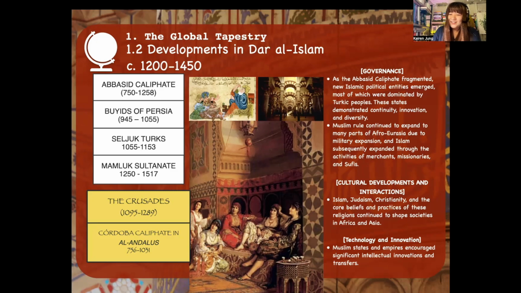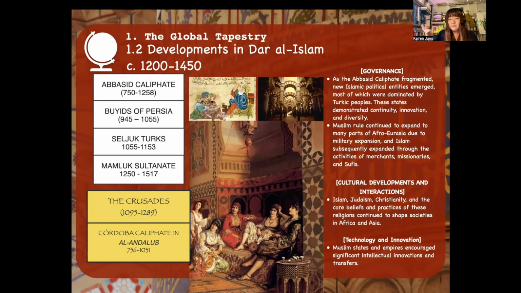more mystic in nature. When we look at the cultural developments and interactions, you have Islam, Judaism, and Christianity, and the core beliefs and practices of these Abrahamic religions continuing to shape societies throughout Africa and Asia. When we look at technology and innovation, these Muslim states and empires encouraged significant intellectual innovations and transfers. You're going to have to remember that.